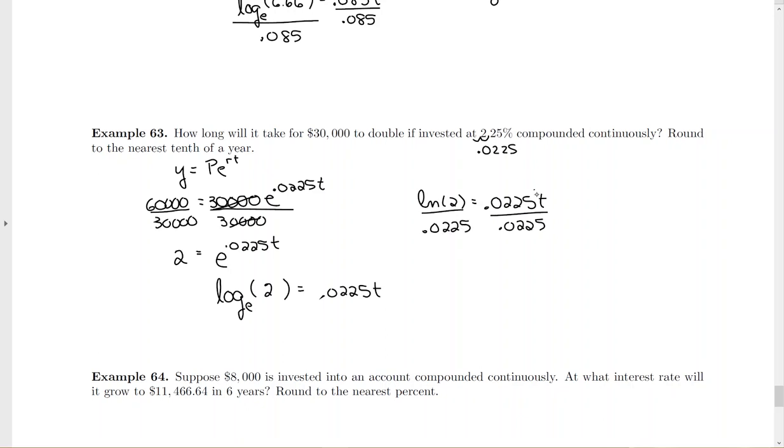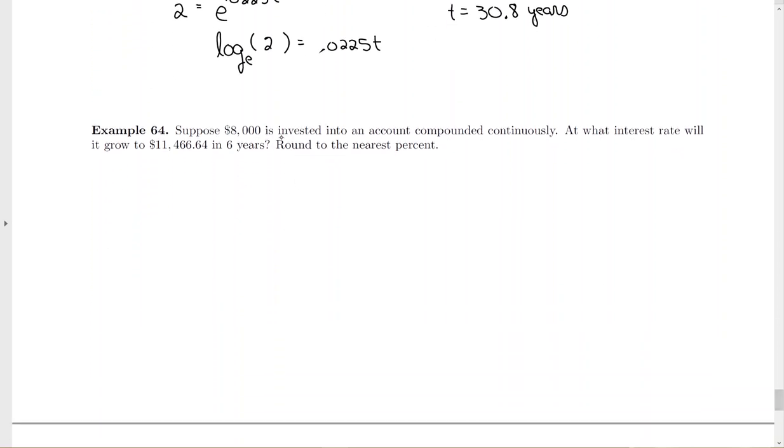Again, they want you to round to the nearest tenth, so type that into your calculator, and to the nearest tenth, it's going to come out to about 30.8 years. Notice when we're talking banking problems, our unit label is years.